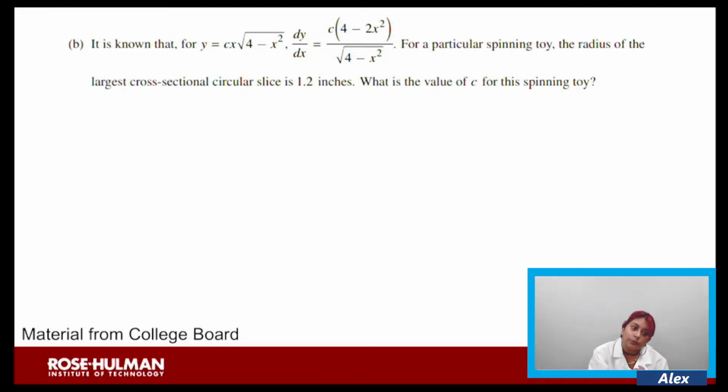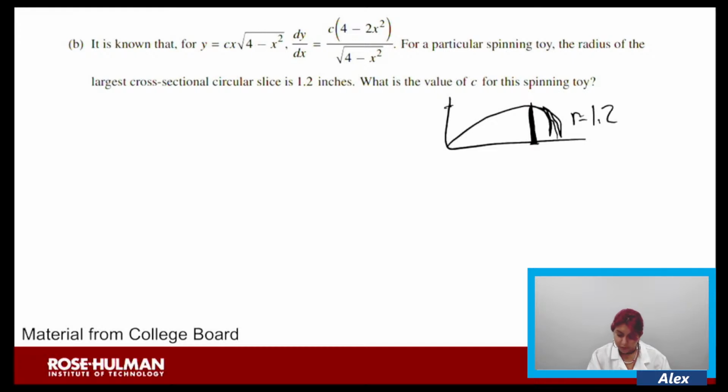For this one, you are given what the radius for the largest cross-sectional area is. If you have the graph over here of the spinning toy, then it is talking about the largest radius that you could have of a cross-sectional area, so the largest distance between your y value and the x-axis. So it's saying that for a particular toy, the largest radius is 1.2 inches. So you have to then find c for this particular toy.